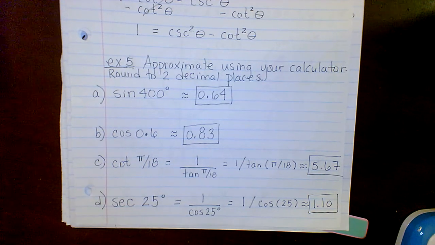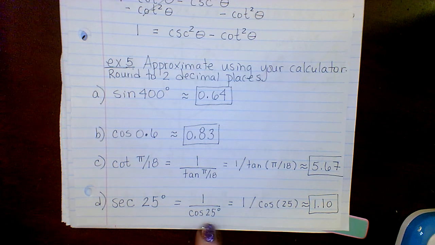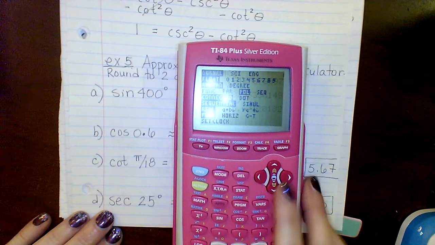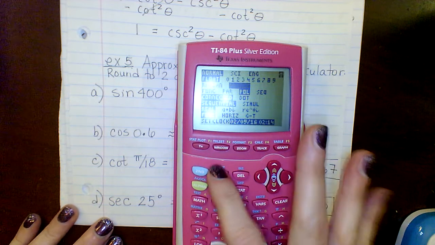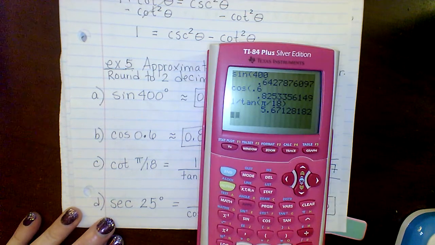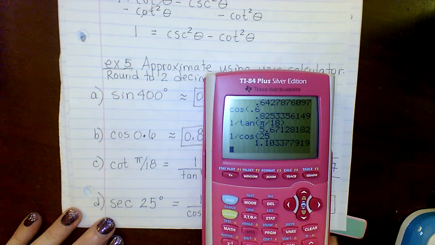All right, and then lastly, secant 25 degrees. That is the reciprocal function, 1 over cosine 25 degrees. That's degree mode, so I do need to go to mode and go back to degree here. So 1 over cosine 25 degrees, and that's about 1.10.